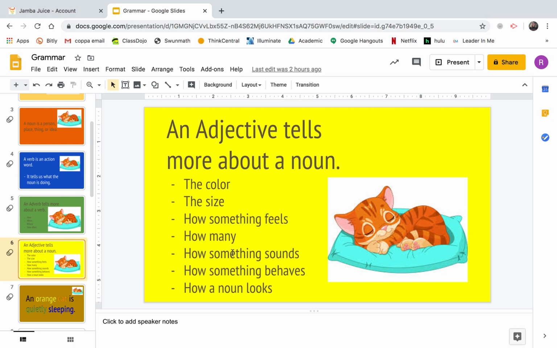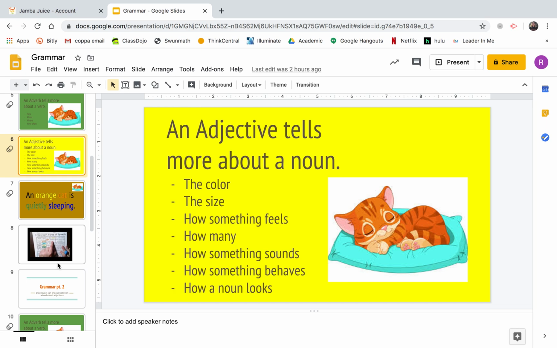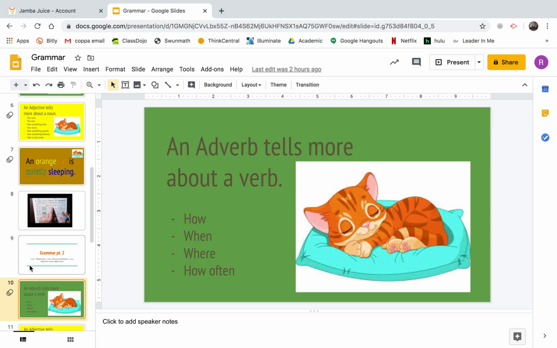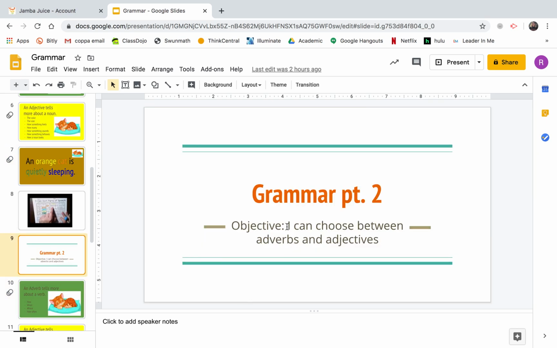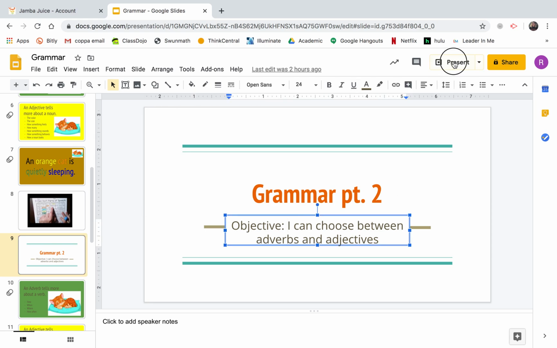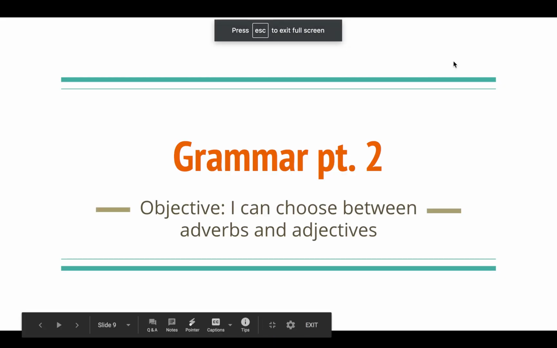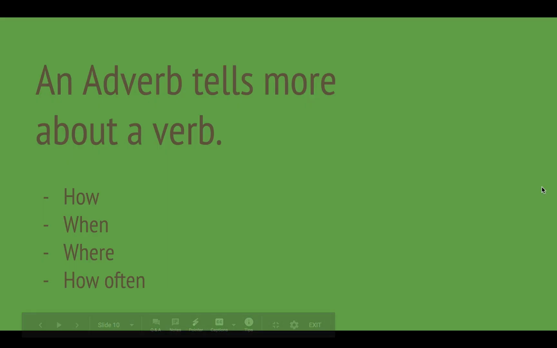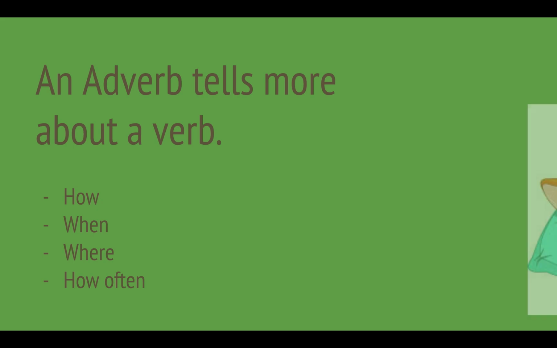Then an adjective tells you more about the noun. So if you want to say the orange cat, okay, the word orange is the adjective because it's modifying the noun. It's modifying the cat. Okay. So part 2 for our grammar this week, our objective for today's activity is I can choose between adverbs and adjectives. Okay, so again, an adverb tells you more about a verb, how, when, where, and how often.